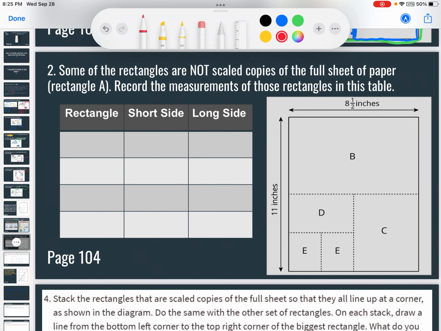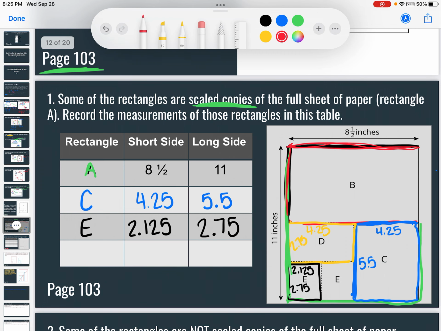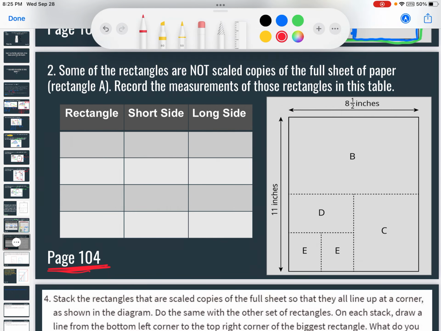So now you're going to flip the page over to page 104. Go ahead and flip the page over. We're on page 104. Okay. And now it says some of the rectangles are not scaled copies of the full sheet of paper. Rectangle A. Okay. So now we would need to record those. So the ones that were not were rectangle B and rectangle D.